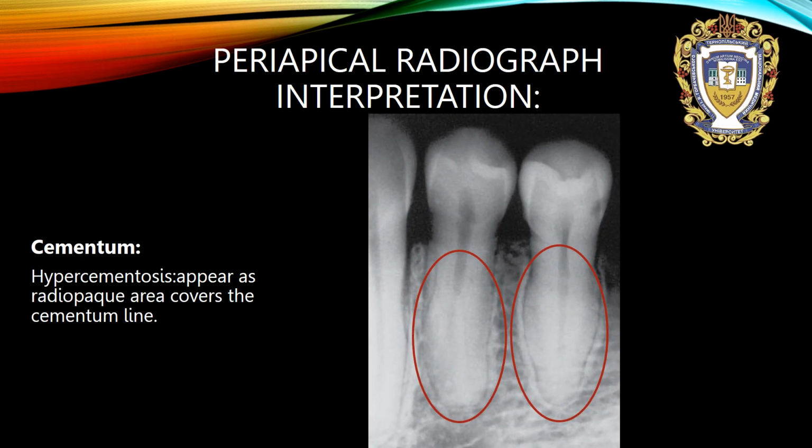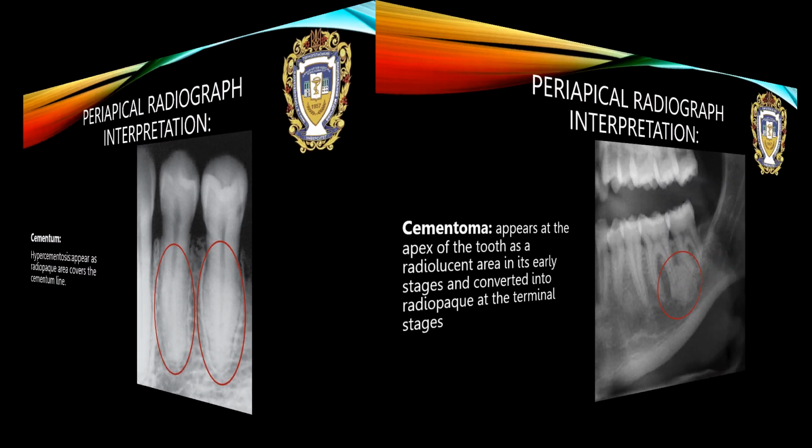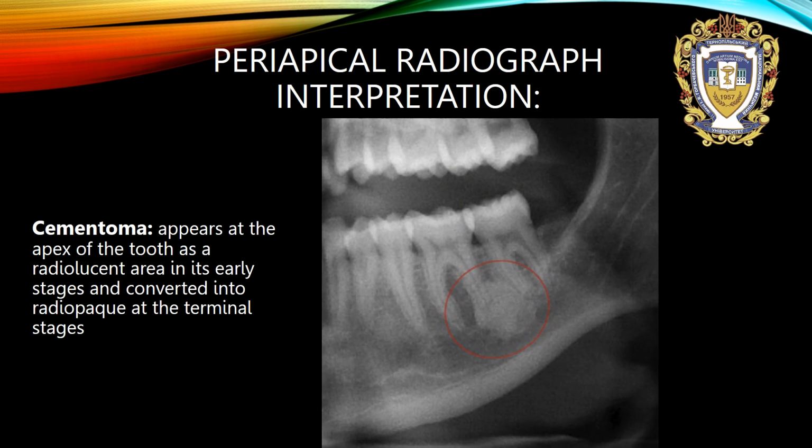Let's go deeper. Cementum. Hypercementosis appears as a radio-opaque area that covers the cementum line. Cementoma appears at the apex of the tooth as a radiolucent area in its early stages and converts into radio-opaque at the terminal stages.